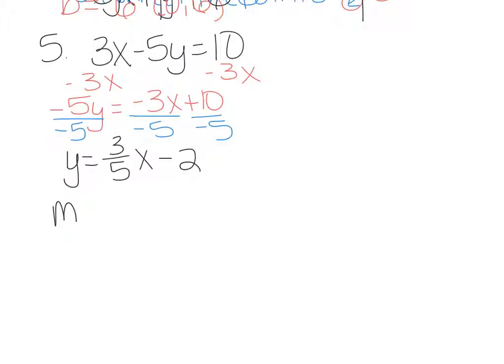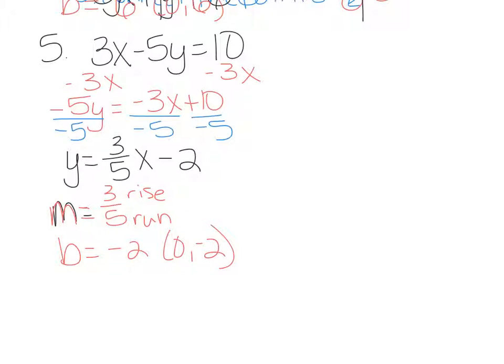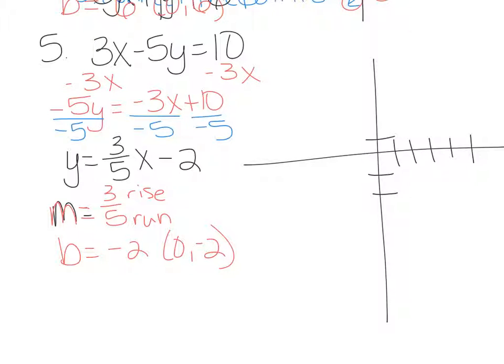The hard part is done, so I can identify my slope and my y-intercept. My slope is 3/5, which tells me I'm going to rise 3, run 5. My y-intercept is negative 2, which as a point would be 0, negative 2. Okay, so first start by plotting your y-intercept. And this time it is at 0, negative 2. And then my slope tells me I'm going to rise 3, run 5. Okay, so we're going to plot our second point, connect our dots, and we should be done.